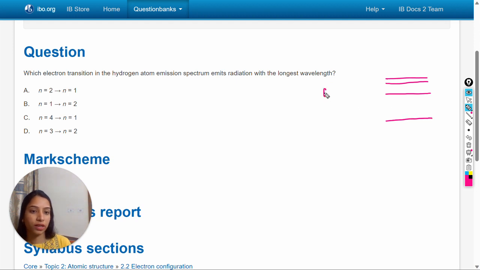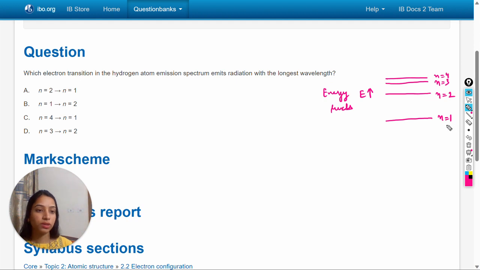So these are the energy levels, and I'll write the n values for this. n is equal to 1, 2, 3 and 4, and here if we move upwards energy is increased. So this is the lower energy level and this is the higher energy level, and the energy gap between these higher energy levels is less comparative to these lower energy levels, right?